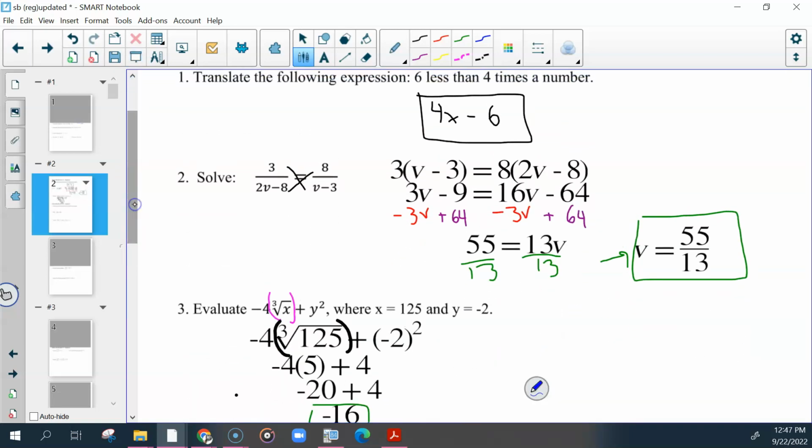Number 1 should be 4x minus 6. So the "less than" there is subtracting. And it's weird because anytime it says "less than," you take whatever this is and put it as an n.